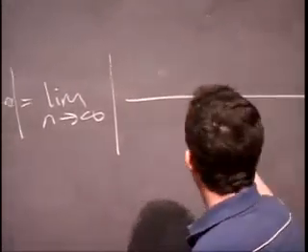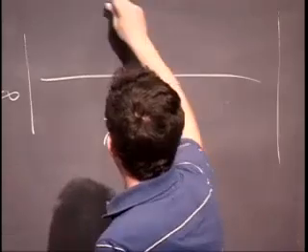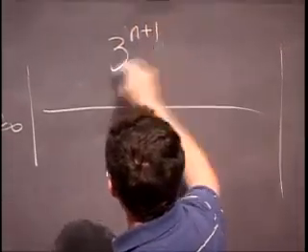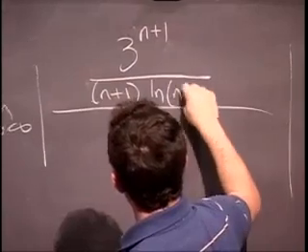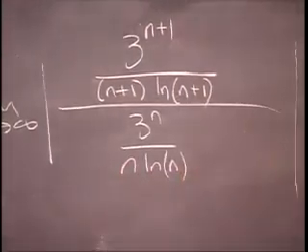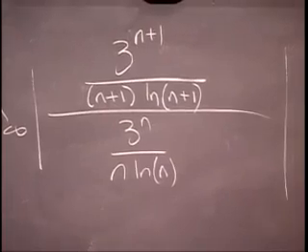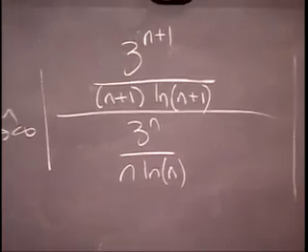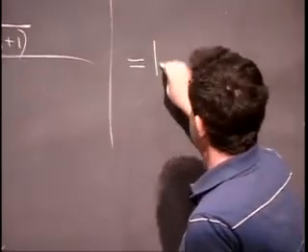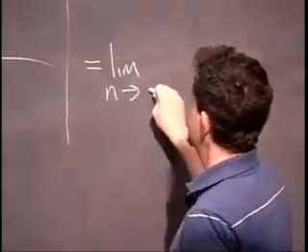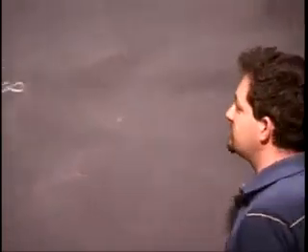Here on the bottom we have 3 to the n over n log n. On the top we have 3 to the n plus 1 over n plus 1 log n plus 1. Notice I've replaced every n by n plus 1 quantity. All right? This is, well, again, I'll drop the absolute values since everything is positive.